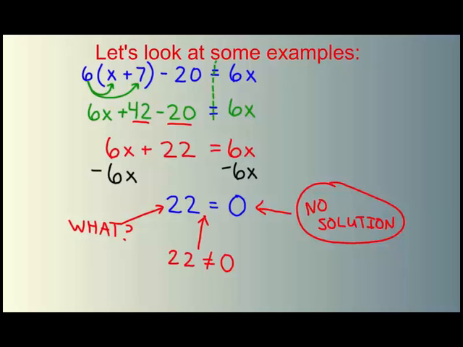Anytime you get that situation where at the very end you get two numbers that are not equal, saying that they are equal, you're going to end up with a no solution. That means that there is no value that you could plug in for x that would make that initial equation true.